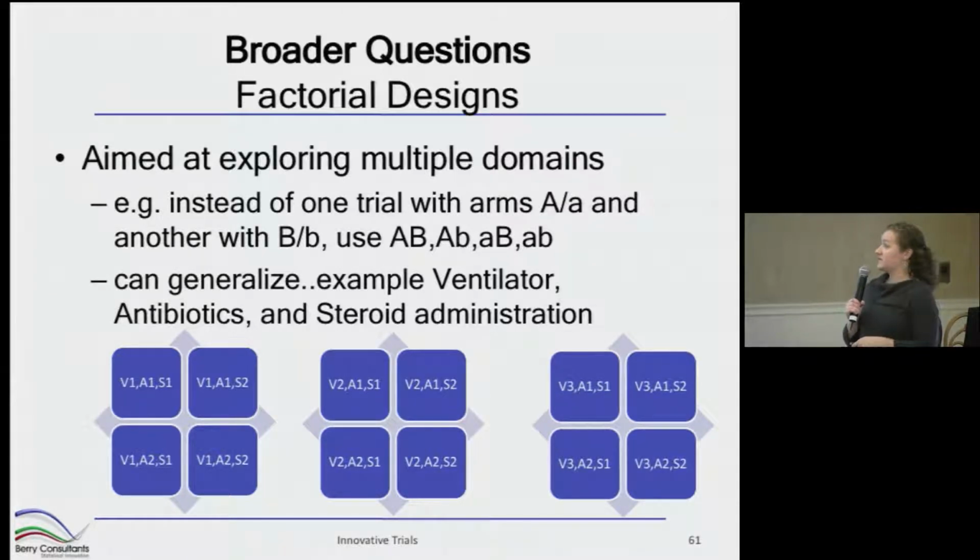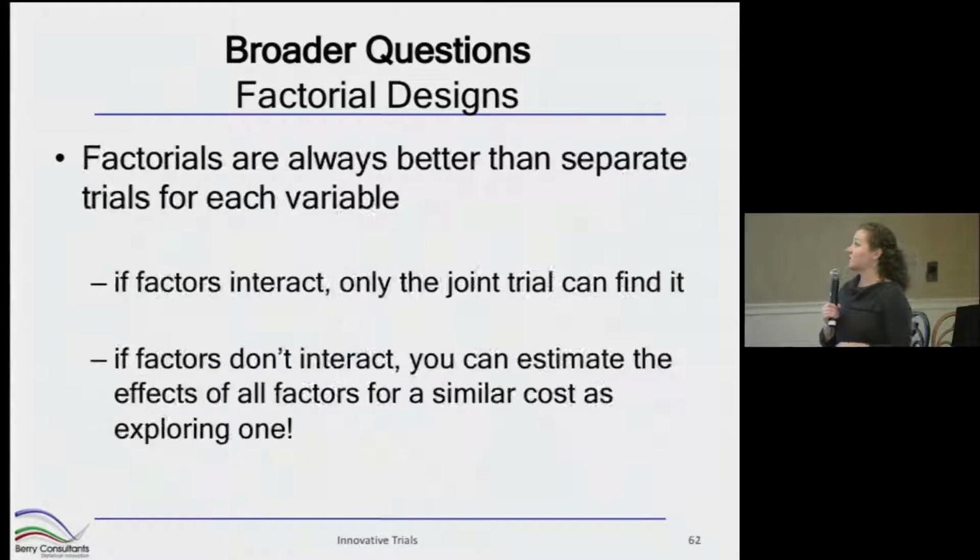In the example that we used, we just had two domains. You can generalize this. Maybe our example is not just a ventilator and antibiotics, but a ventilator, antibiotics, and steroids. We now have 3 domains, and each of those domains has 2 possible treatments, with it or without it. And we could run a trial where we look at all of those different combinations. So now we've got ventilator yes, antibiotics yes, steroids yes, versus ventilator yes, antibiotics no, steroids yes. Looking at all of these things together allows us to answer a broader question.